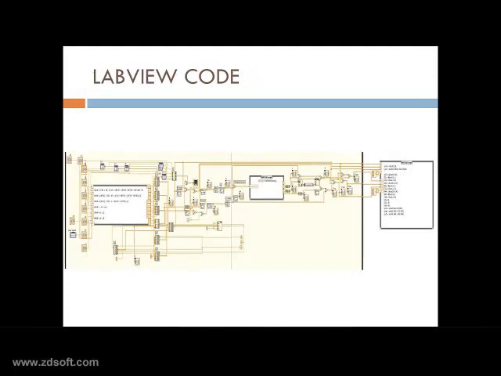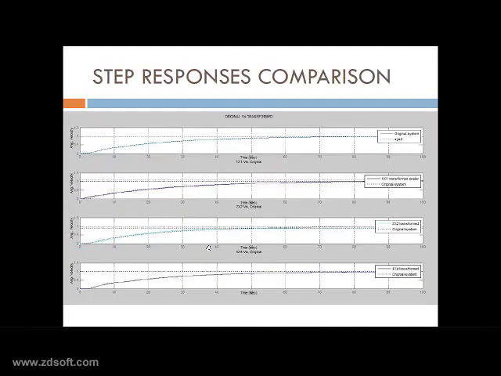This is the LabVIEW code which is created by me to implement this process on the 6th order system. Here are some responses from the system. After the transformation, for the step response of the system, the original and the transformed system overlap each other, which shows that both the systems are equal.